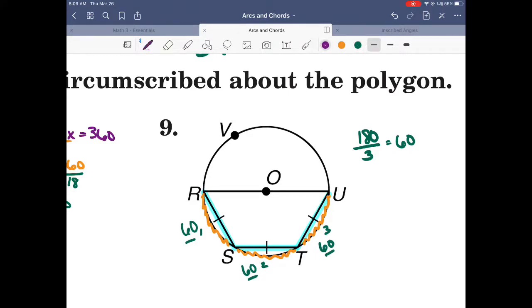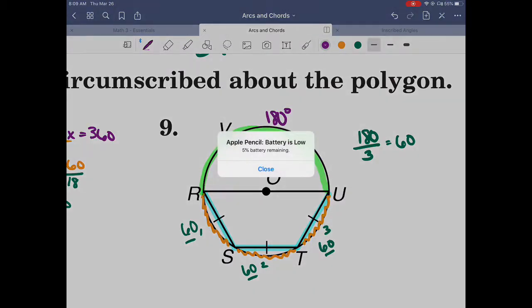On this other side, that's the other half of the circle. So this one would also have to be 180 degrees. So remember, 360 degrees in a circle, 180 degrees in half of a circle.